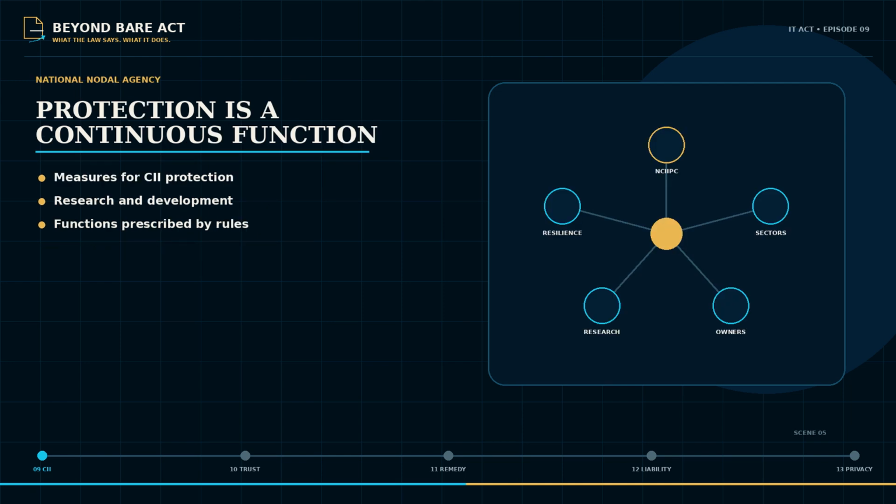Section 70A says that the national nodal agency is responsible for all measures, including research and development, relating to the protection of critical information infrastructure, and that the manner of performing its functions is prescribed. The NCIIPC rules give institutional form to that mandate. For learners, the key point is that protection is not limited to reacting after malware is found.